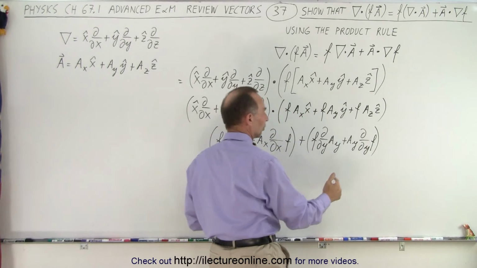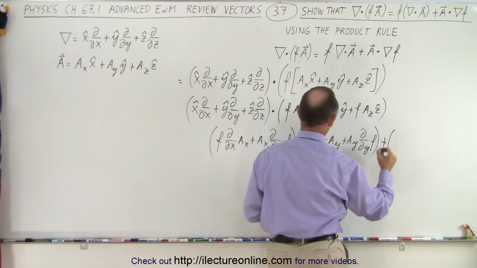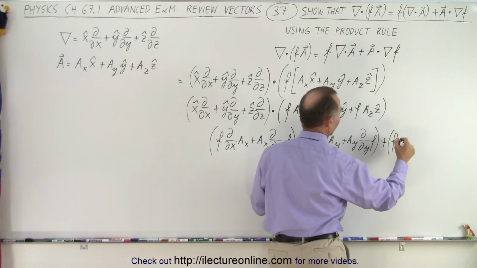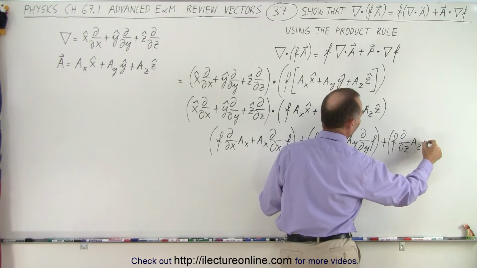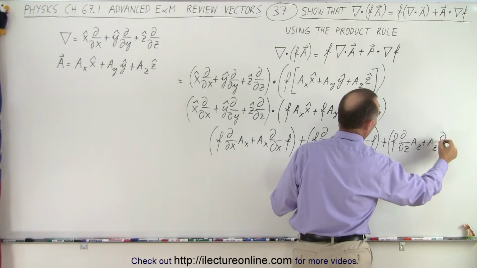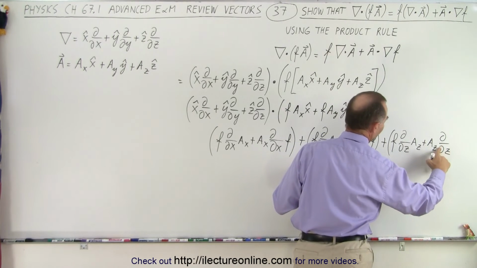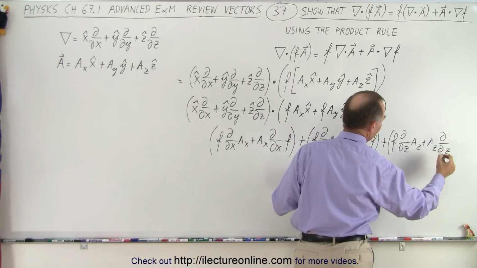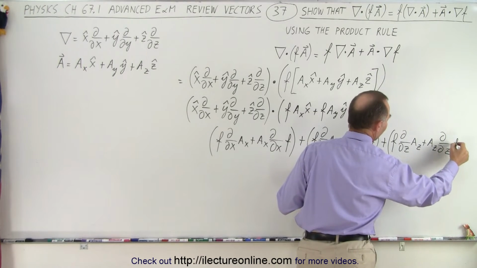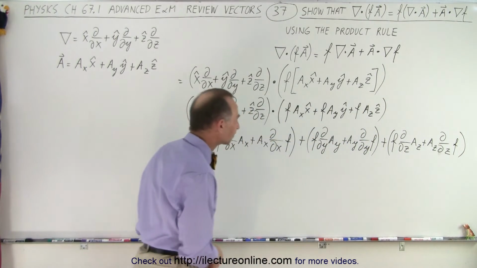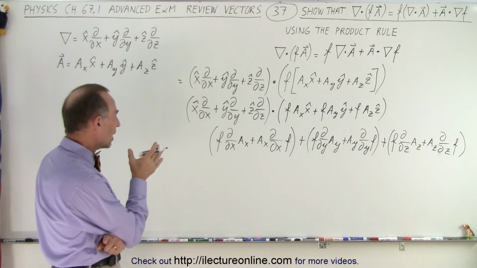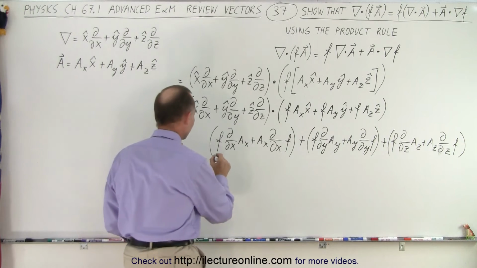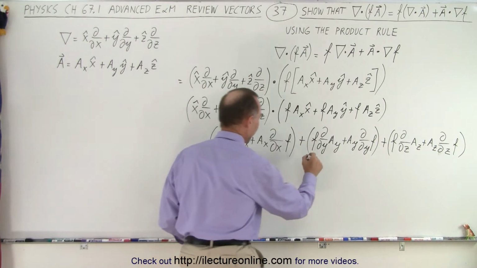And now we do the same for the third term. So plus, we have the function, the first, times the partial derivative with respect to z of a sub z, plus the second, a sub z, times the partial derivative with respect to z, and that's hardly the symbol here, there we go, times the function right there. I think what we can do now is the following. We're going to take these first three terms right here.